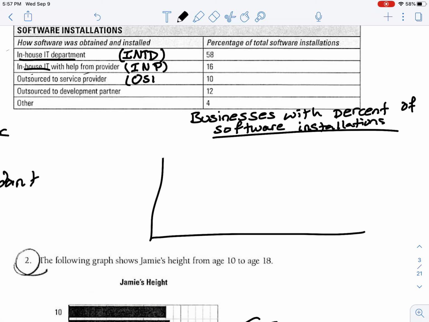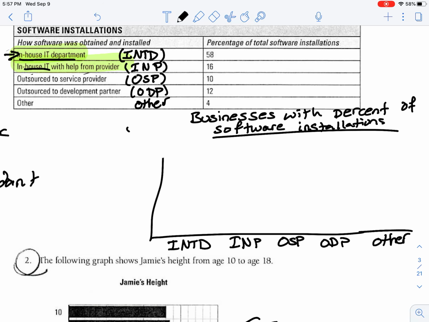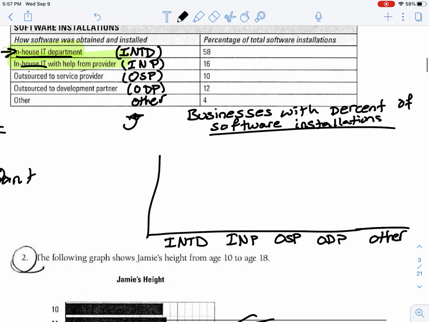This one I'm going to make OSP, so outsourced to service provider is going to be OSP. Outsourced to development provider, this is going to be ODP, and then this is just going to be other. Okay, because writing these names would be super annoying. It would take up a lot of space. So now when I do this, it'll just be INTD, INP, OSP, ODP, and other. So as long as you show me that you do this, it's okay. It's called a legend. We're essentially making a legend there.